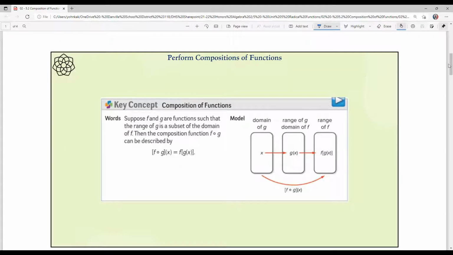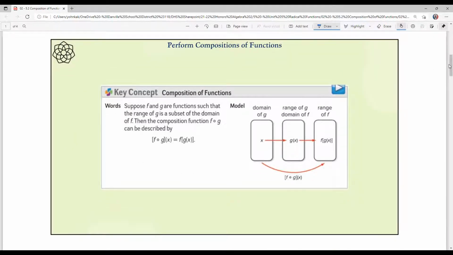So first thing we need to talk about is what is composition of functions. If we have two functions f and g, and if the range of g is the domain of f, and the domain of g is the range of f, then these are called composition of functions. So basically, if the domain of one is the same as the range of the other, and the range of one is the same as the domain of the other, then these two are called composition of functions.